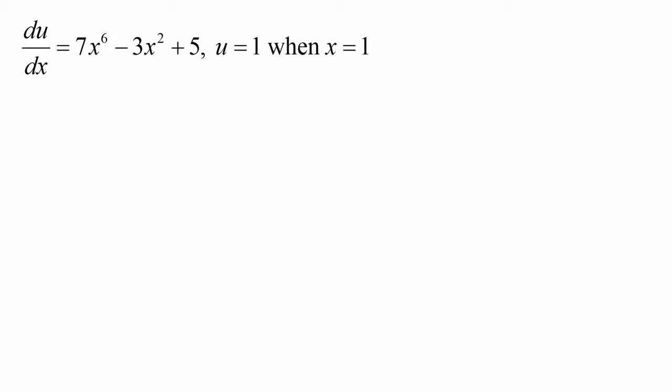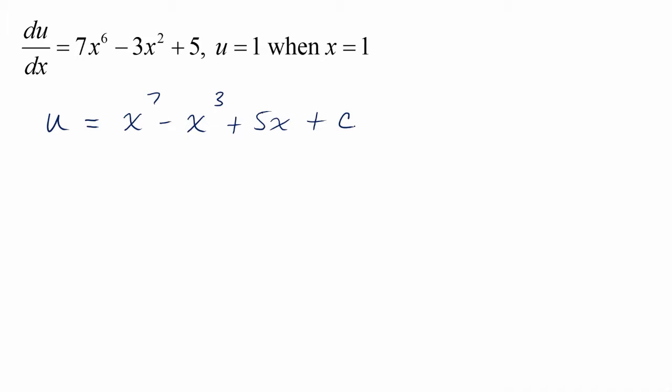So here's our given information. du/dx is equal to 7x^6 minus 3x^2 plus 5. u is equal to 1 when x is equal to 1. Let's begin by finding the general solution. So u would equal 7x^7 over 7, which is just x^7. The antiderivative of negative 3x^2 would be negative 3x^3 over 3, or negative x^3, and then plus 5x plus constant C.